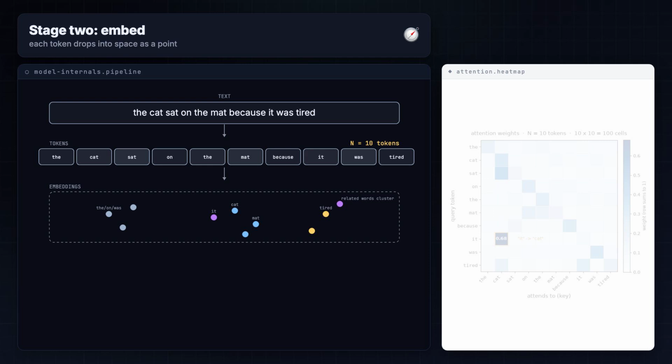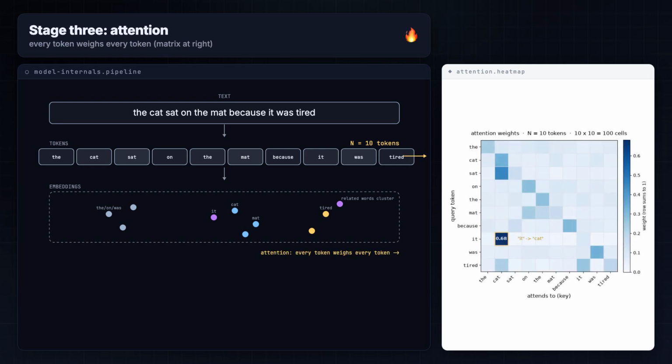Stage 2. Each chip drops into the embedding space and becomes a point. Related words cluster, unrelated ones spread out. The model now holds meaning as position. Stage 3. Attention. We draw the grid, every token down the side, every token across the top. Each cell is how much does this row token care about that column token. Watch the cells light up.